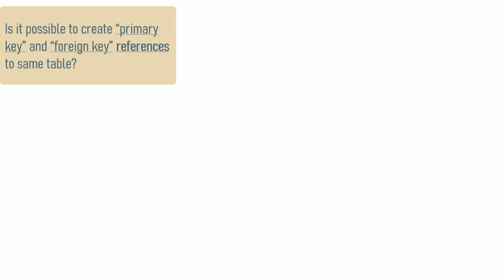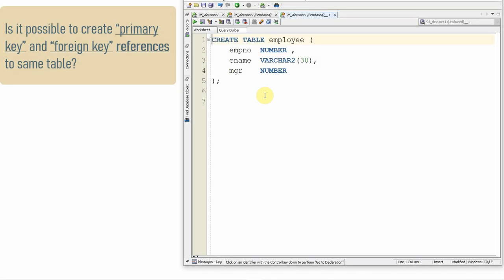Is it possible to create a primary key and a foreign key that references the same table? The answer is yes. Let's see how to create it. So now I am going to create an employee table. So here I am going to make the manager column a foreign key column which refers to the employee number of the same table. Okay, because a manager is going to be another employee only. So let us try to create this.